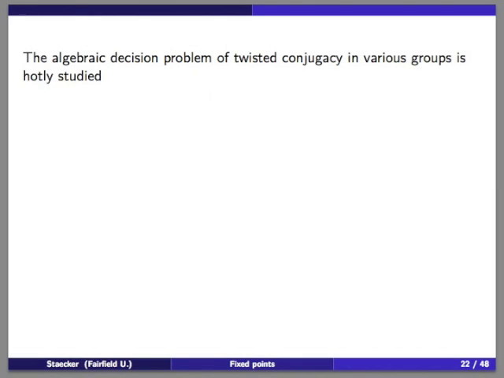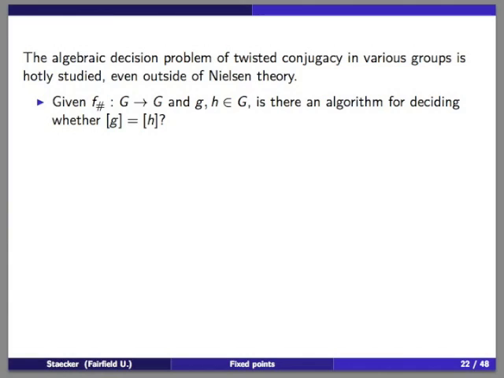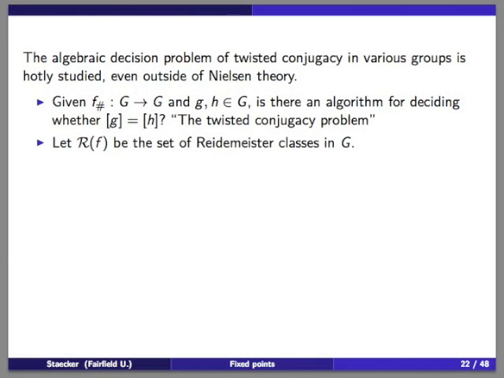All right. Actually, the idea of twisted conjugacy in groups is a purely algebraic question. This is something that people are studying a lot, even outside of Nielsen theory, just in pure group theory. So the typical question is this: if you have a particular homomorphism of the group, an endomorphism, or you can concentrate just on automorphisms if you want, and you have two group elements, can you decide whether they are in the same twisted conjugacy class? This is called the twisted conjugacy problem. It's a more difficult version of the classical conjugacy problem for groups.